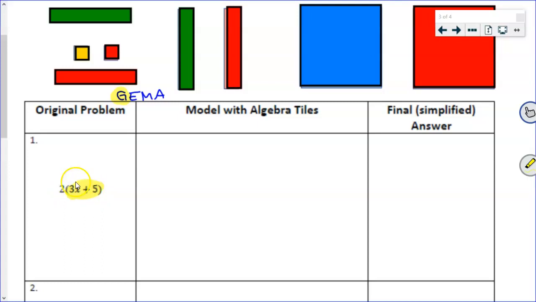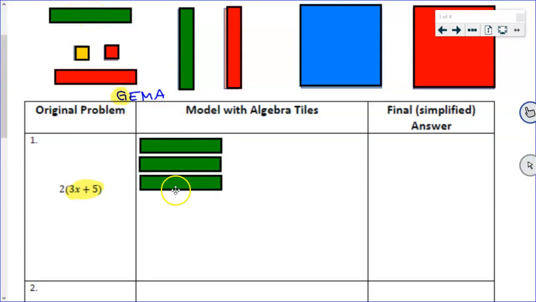So I need to model 3x plus 5. Go ahead and do that with me. We're going to get out 3 x tiles. And we're going to get out 5 unit tiles.